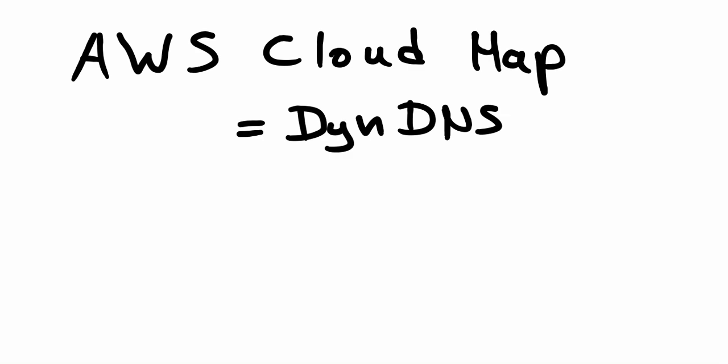Hello, what is AWS Cloud Map? AWS Cloud Map is basically just a dynamic DNS service for the internal things inside your cloud.